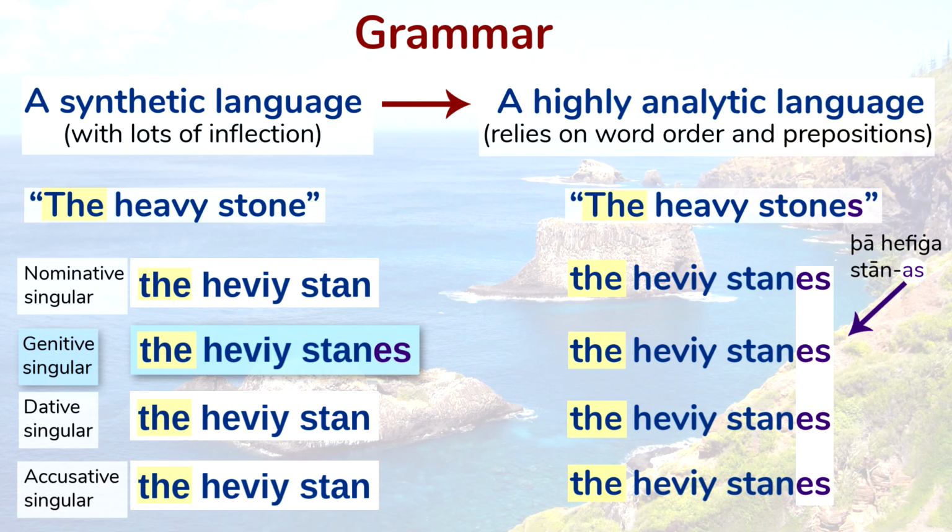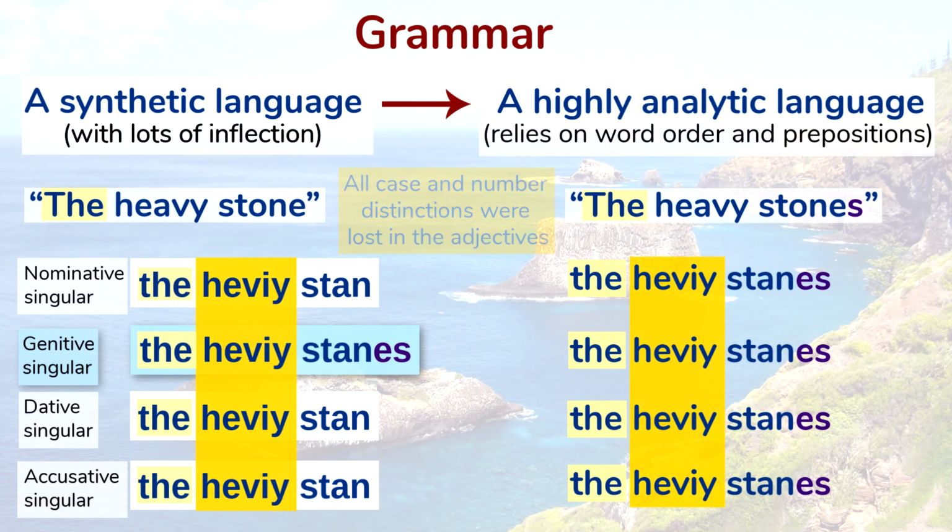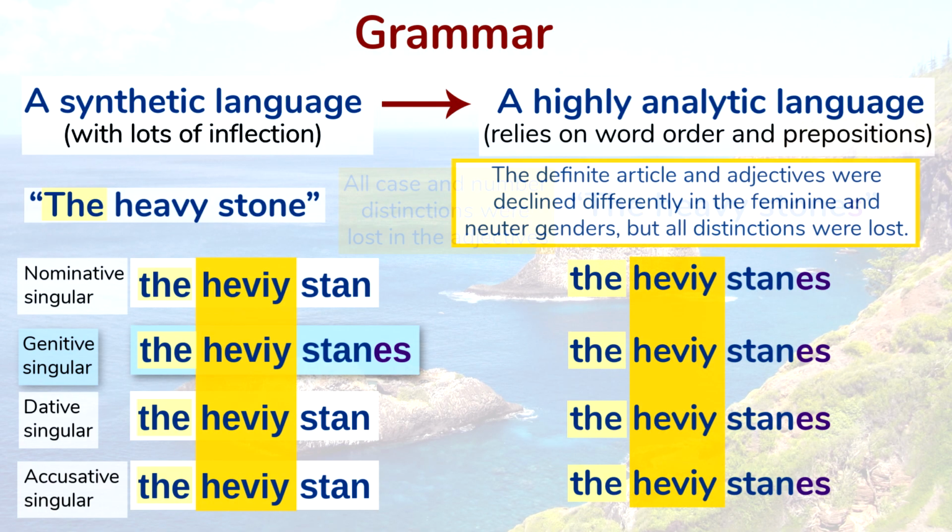In the noun, distinct cases were lost except for the genitive, and the different forms of the definite article were all reduced to the, which was a variant of se from Old English, and unstressed it was pronounced th. And all case and number distinctions were lost in the adjectives. Also, in Old English, the definite article and adjectives were declined differently in the feminine and neuter genders, but all of those gender distinctions were lost.